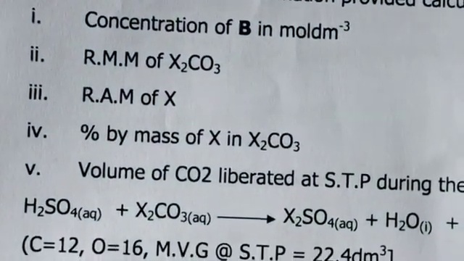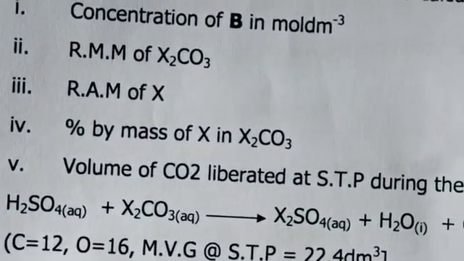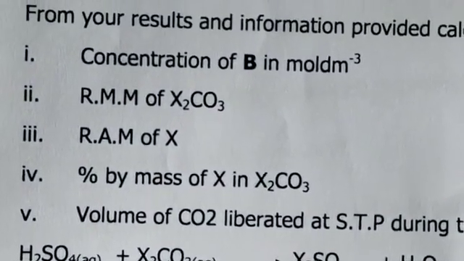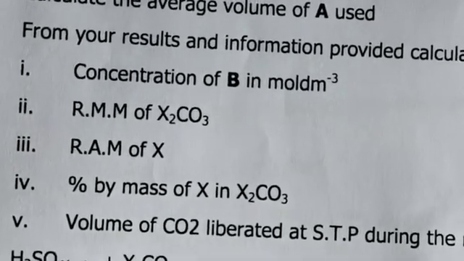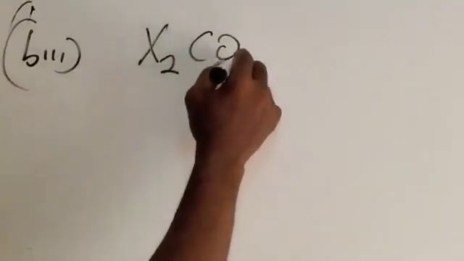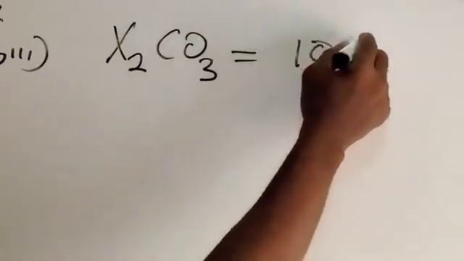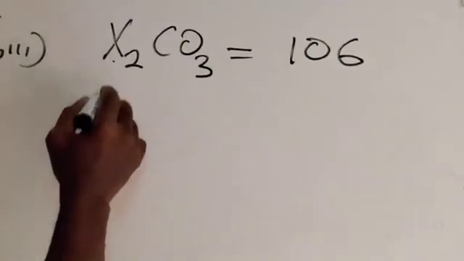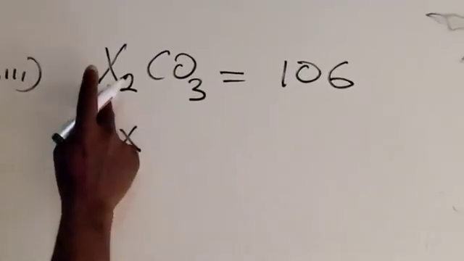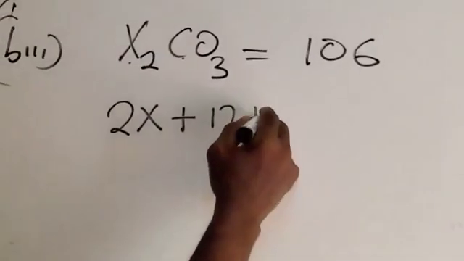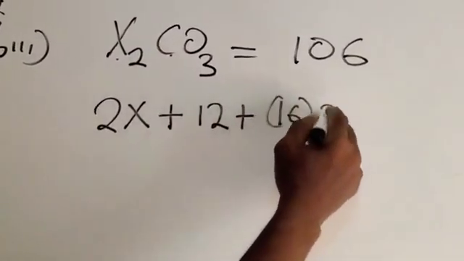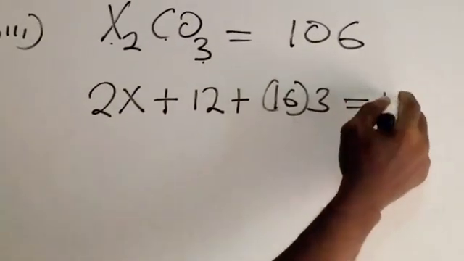So question II says relative atomic mass of S, the element that is found inside S2CO3. To find the relative atomic mass of S, we put the formula of the compound S2CO3 equal to the molar mass, which is 106. So S is unknown. We now say 2 times S, since we have 2 atoms of S, plus carbon, given as 12, plus oxygen, given as 16, multiplied by 3, since there are 3 atoms, equal to 106.